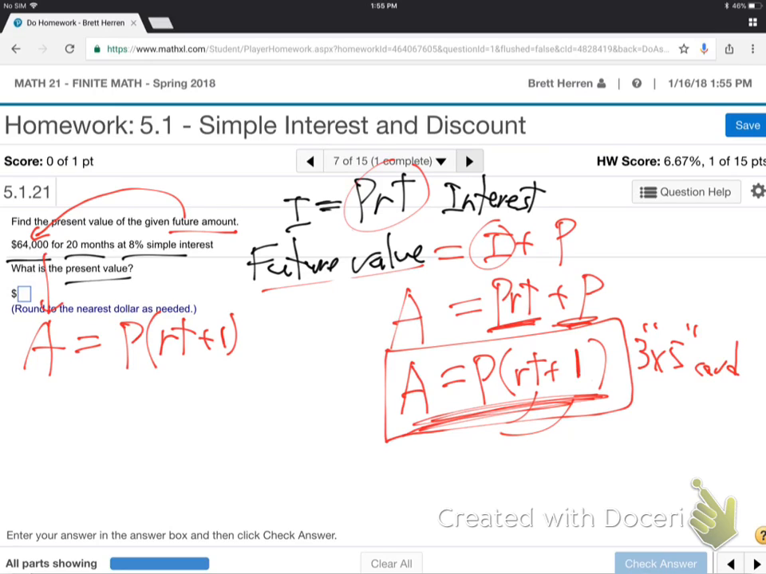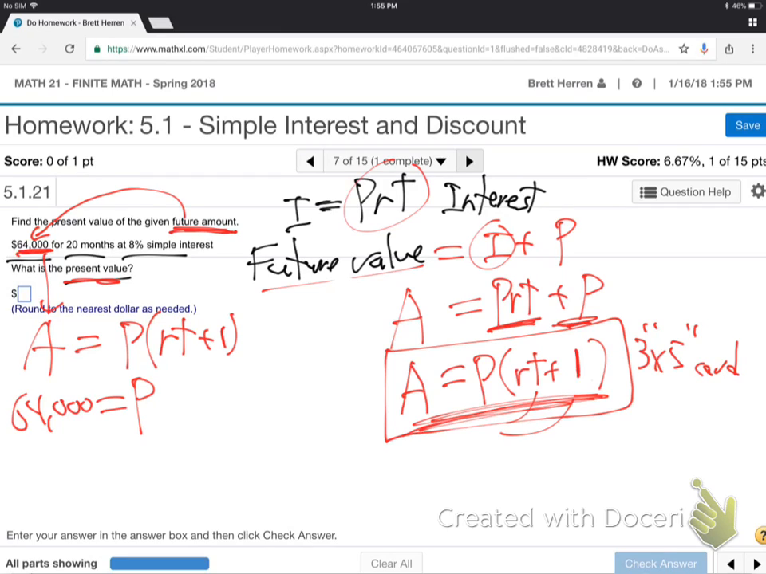And I'm going to put 64,000 in for the A, because that says the given future amount. So 64,000 must be the future amount, must be A. The P, I don't know. That's what they're asking me for, the present value. They're asking me, how much did we borrow now if in the future we've got to repay exactly $64,000, which includes principal and interest and everything?